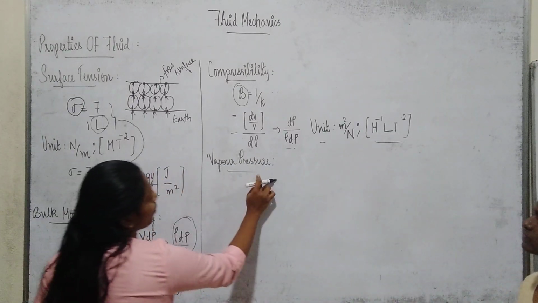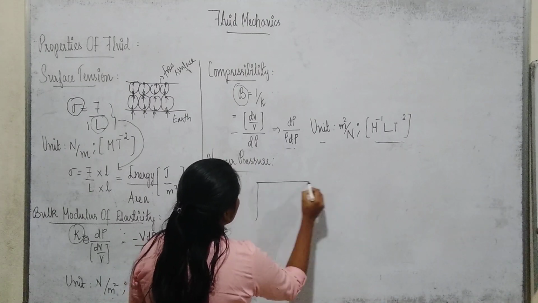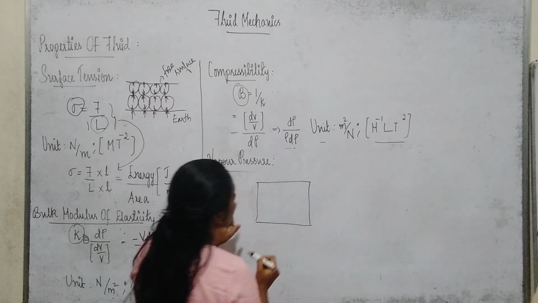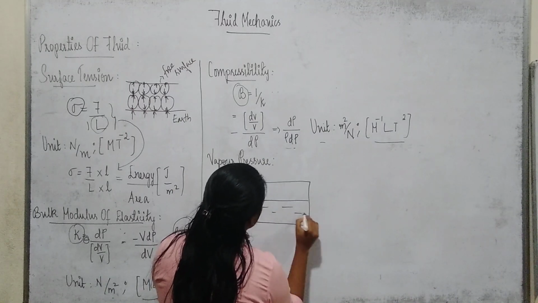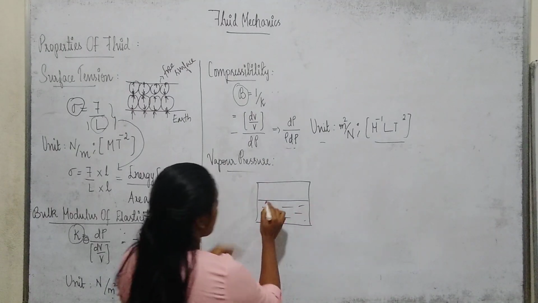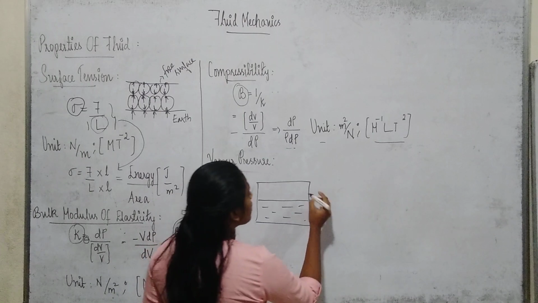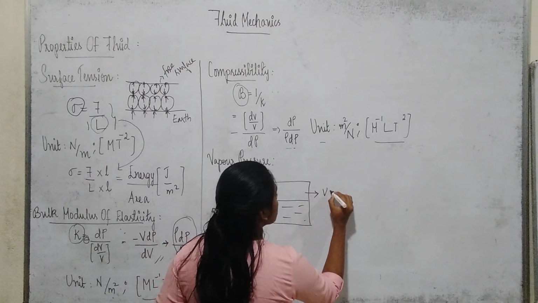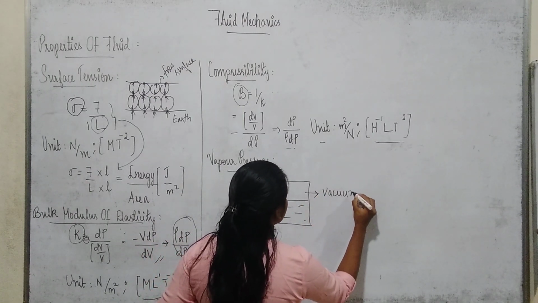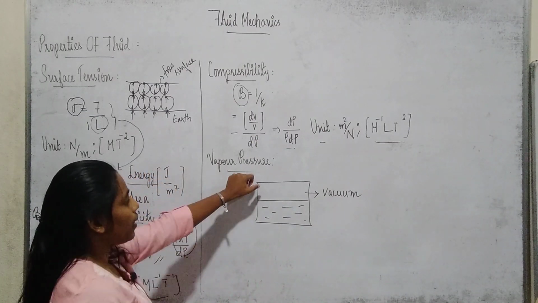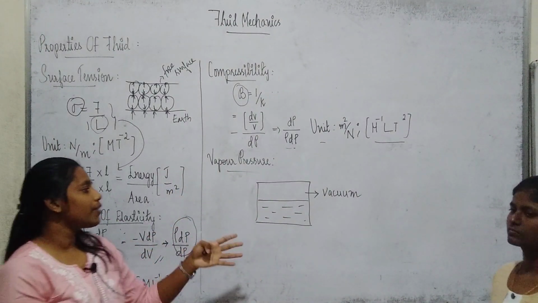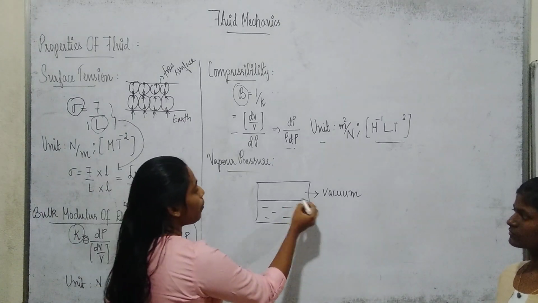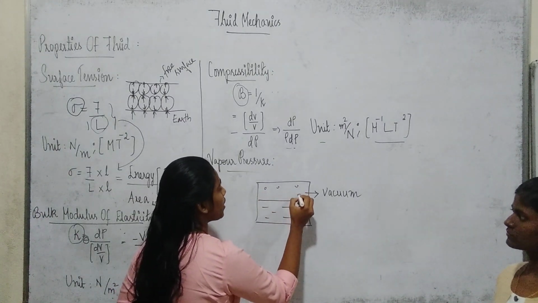The next one is vapor pressure. For demonstrating vapor pressure, we take a closed container. In this closed container, we fill liquid, that is fluid, up to this area, and the air inside is sucked out and made a vacuum. After a certain period of time, we can find that the liquid evaporates and forms vapors here.